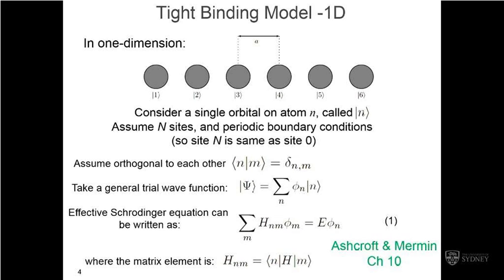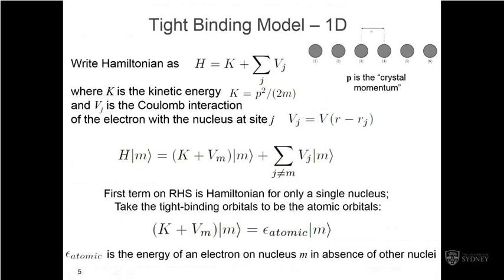And the corresponding Schrödinger equation can be written here. Here's your Hamiltonian, and these are the orbitals of the atoms here, and your energy eigenvalue. And yeah, put here Ashcroft and Mermin, chapter 10, has all of this in a lot of detail, but probably more detail than you will need to know. Okay, so what's happening here?